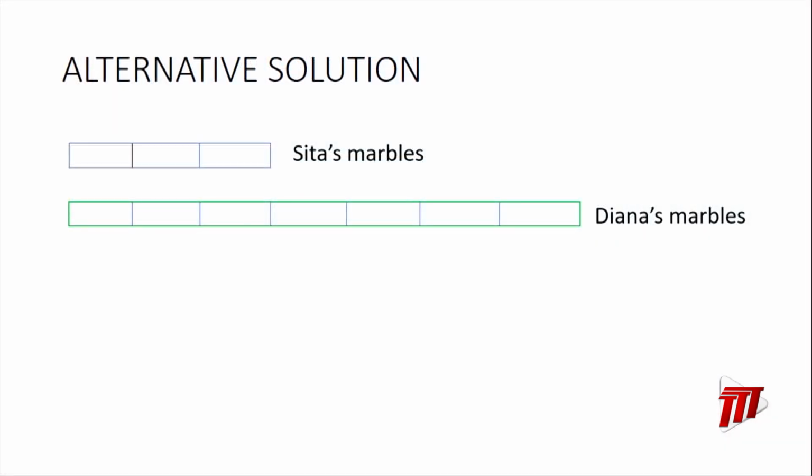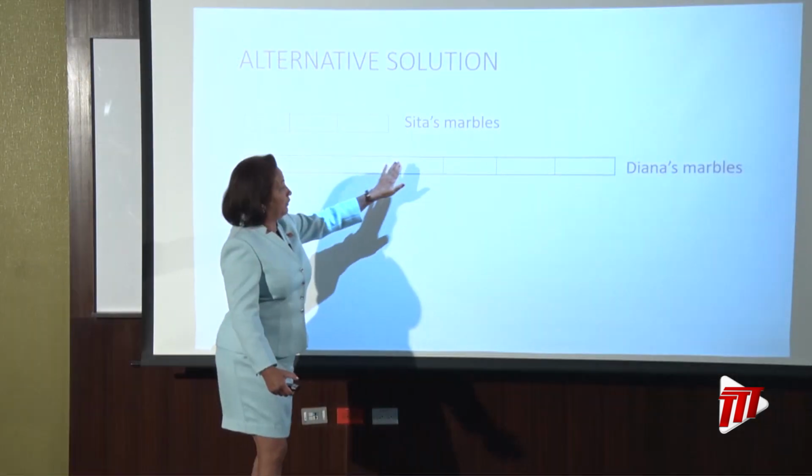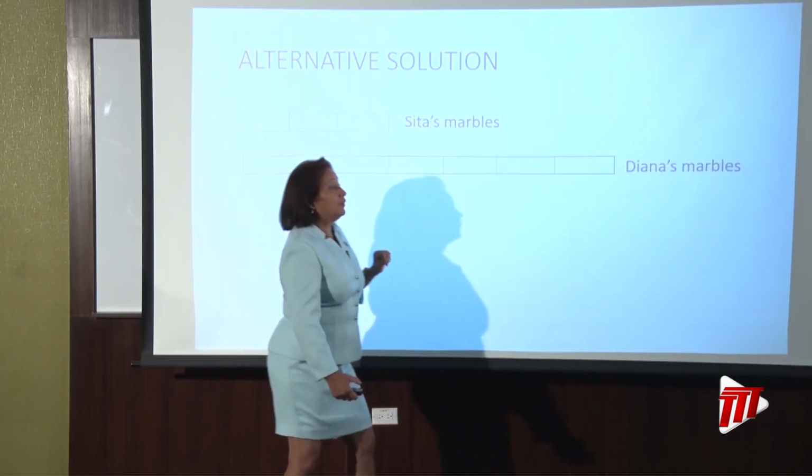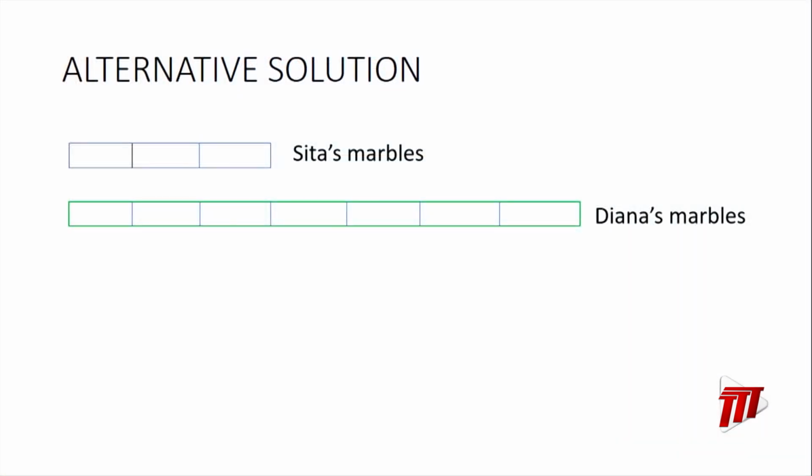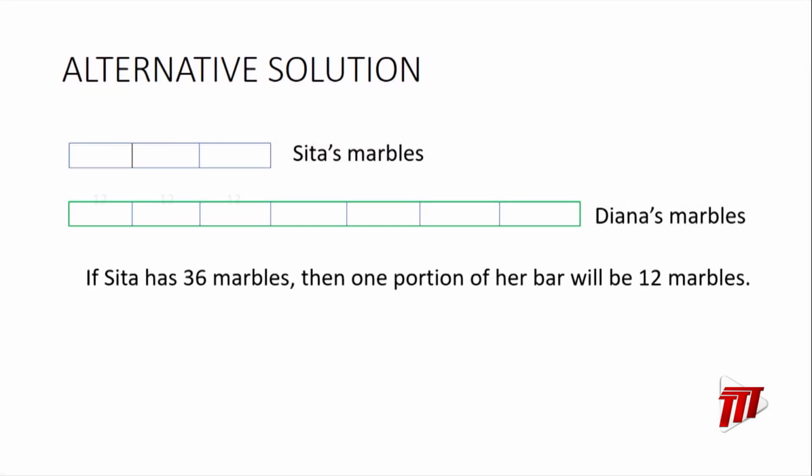Can you see that? You're told that 3 sevens, so I've divided Diana's marbles into sevens, 1, 2, 3, 4, 5, 6, 7. And 3 of those sevens, 1, 2, 3, is equivalent to Sita's marbles. We also have more information about Sita's marbles. We know that she had 36 marbles. And if we divide it into 3 equal pieces, how many each portion is worth? Each portion would be worth 12 marbles because she had to have 36 in all.